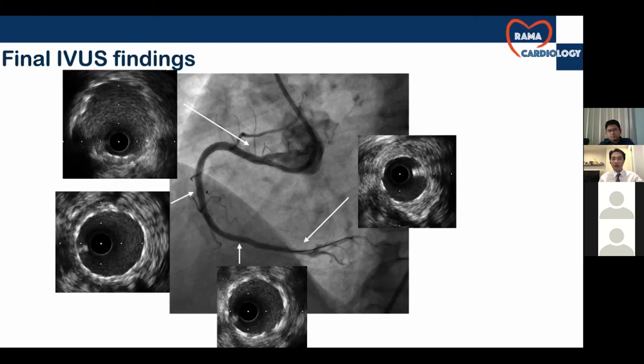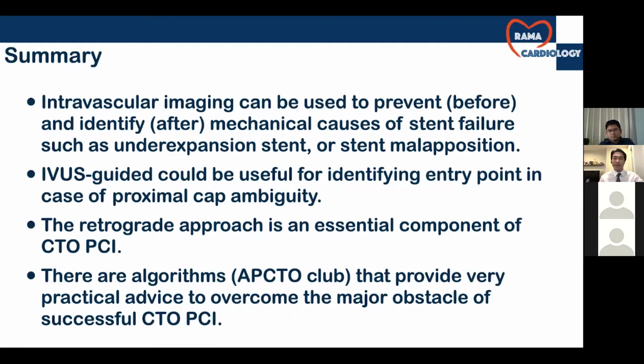In the summary, I think intravascular imaging is mandatory in the CTO PCI because it can be used for prevention before the stent failure happens, and to identify the mechanical cause of the stent failures after we have them, like in the circumflex, we saw the underexpansion and small size of the stent. And the IVUS-guided puncture can be useful to identify the entry point in cases like this with proximal cap ambiguity. And the retrograde approach is an essential component for CTO PCI because if you fail the antegrade, you should have the backup like a retrograde for the success of the procedure.